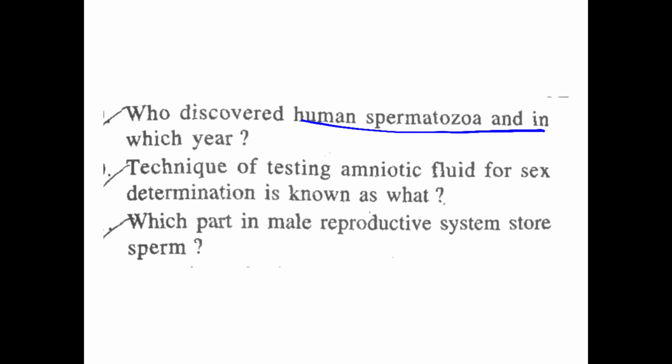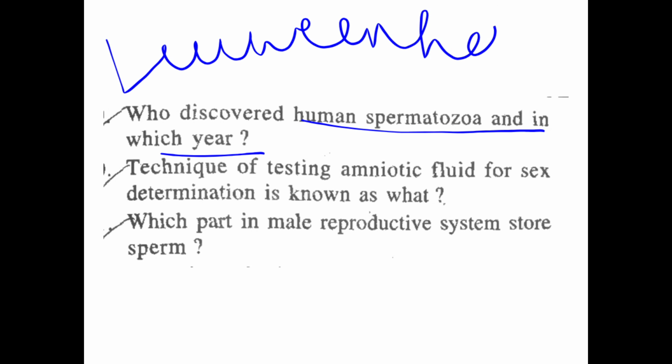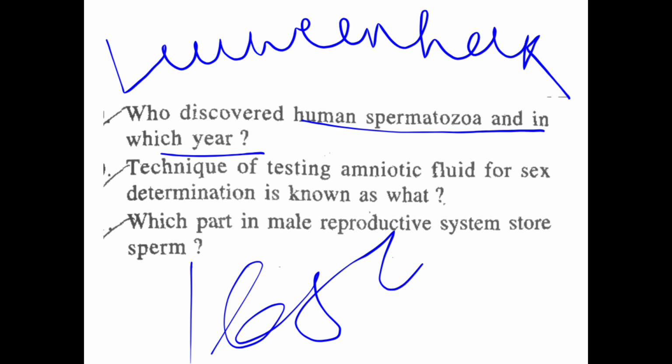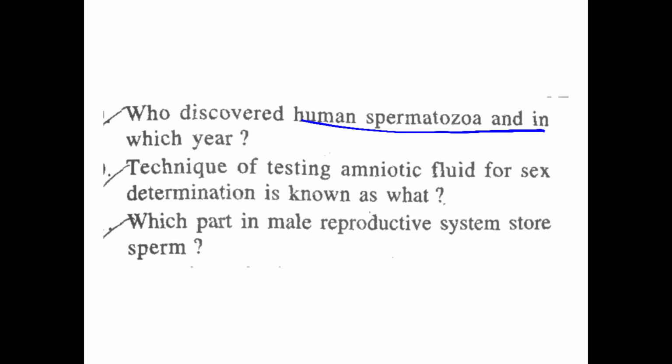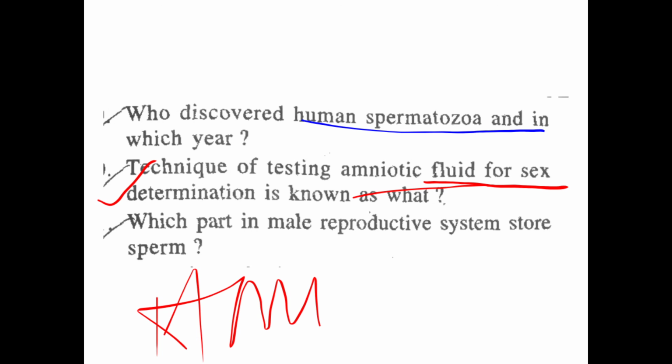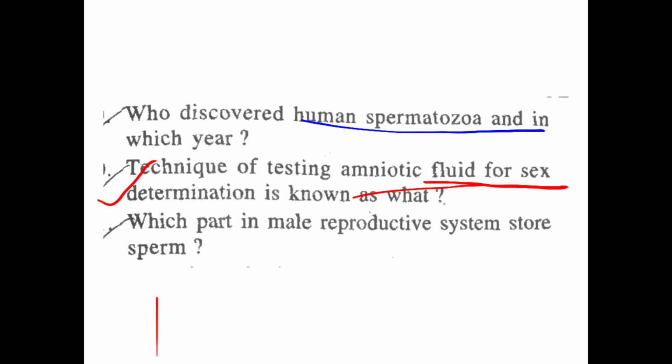Who discovered human spermatozoa and in which year? The scientist who discovered human sperm is Leeuwenhoek. Leeuwenhoek discovered human spermatozoa in the year 1675. Okay, 1675. Then, what is the technique of testing amniotic fluid for determination of sex? How can we determine the sex through amniotic fluid? That process is known as amniocentesis. Okay. Amniocentesis is very important.